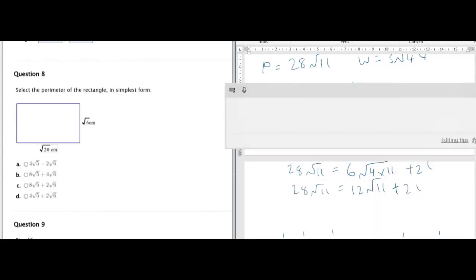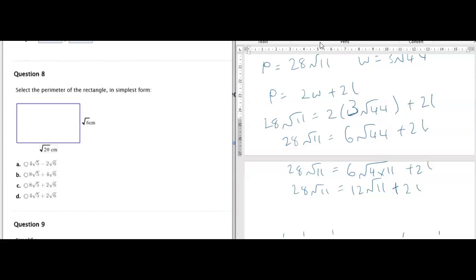Oh, and you pop up. Of course you do. Okay. So 28 root 11. Am I writing the same thing again? I am writing the same thing. I was thinking I needed to simplify, but it was already simplified.